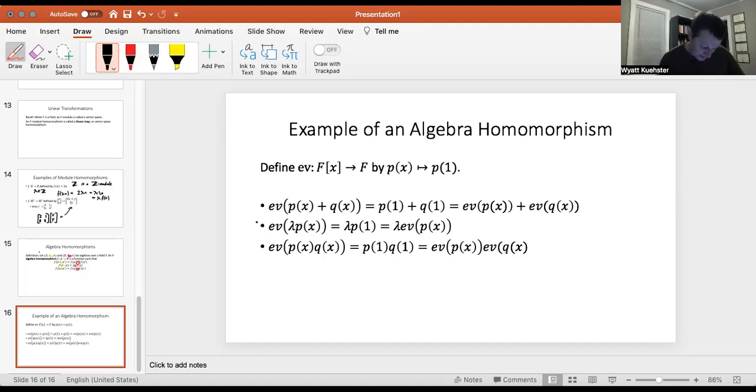And this is clearly an algebra homomorphism. I wrote down all three checks there. You can look at those. You can evaluate at any element of the field and you still get an evaluation homomorphism for that element. So that's one example of an algebra homomorphism.